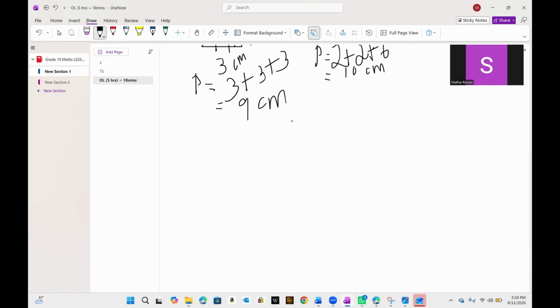Now, let's go towards the other closed figure. What is it? It is going to be your circle. If you take a circle, remember, you know, right, what is a radius?